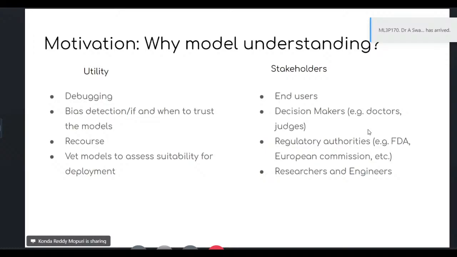Now we understood, yes, it is very important to understand the model behavior. Otherwise, a lot of problems will occur. Now, how to achieve model understanding? How do we make the model's decisions interpretable, right? So let us see. One way to achieve model understanding is to build inherently interpretable models.